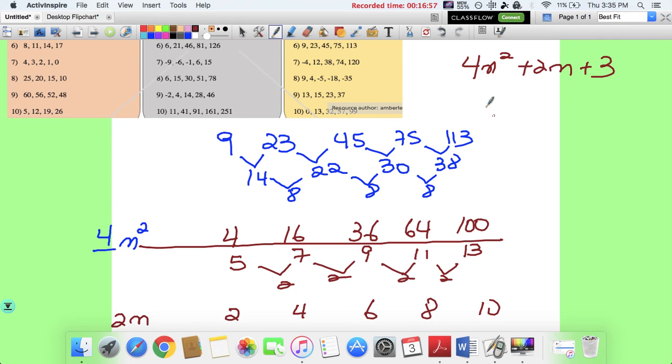Substitute, let's pick 1. When n equals 1, I should get 9, so let's see if that's true. I get 4 plus 2 plus 3. 4 plus 2 is 6, plus 3 is 9. So I checked once. Let's check for n equals 2.